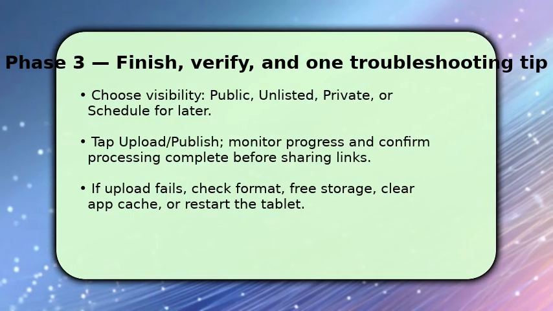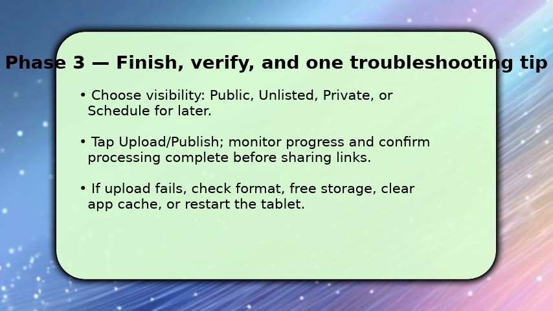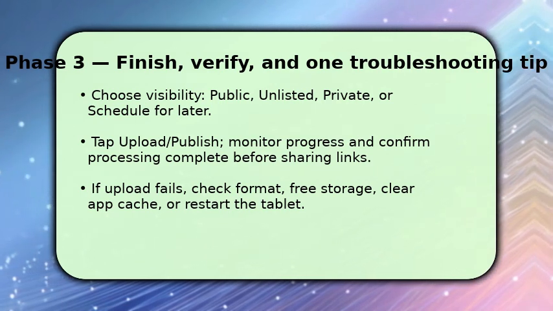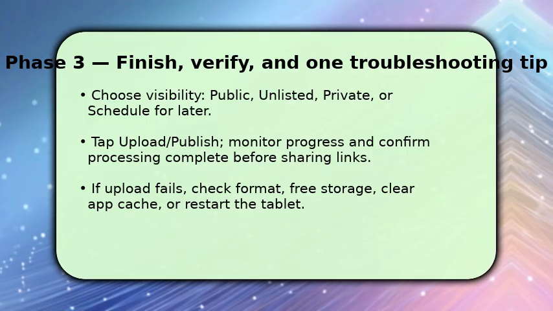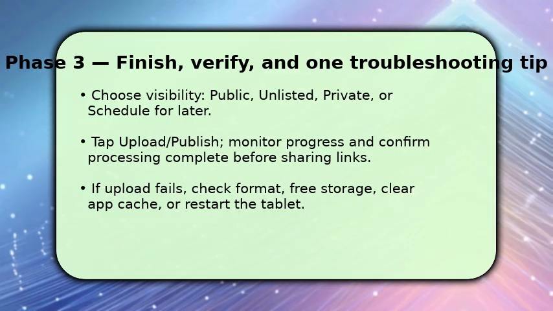Finish by selecting visibility: public for immediate reach, unlisted to share privately, or schedule for a peak time, then tap upload or publish. Watch the upload indicator and wait for YouTube to finish processing, only then share your link.